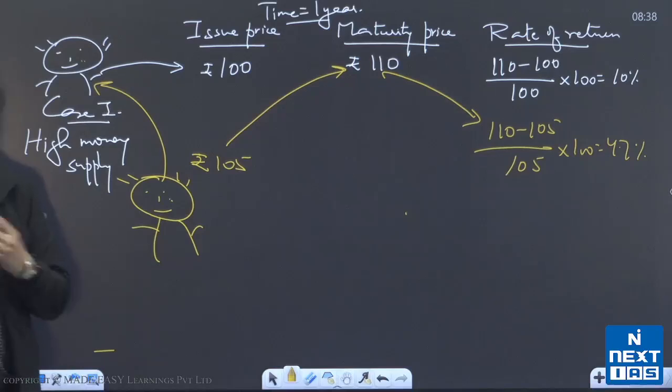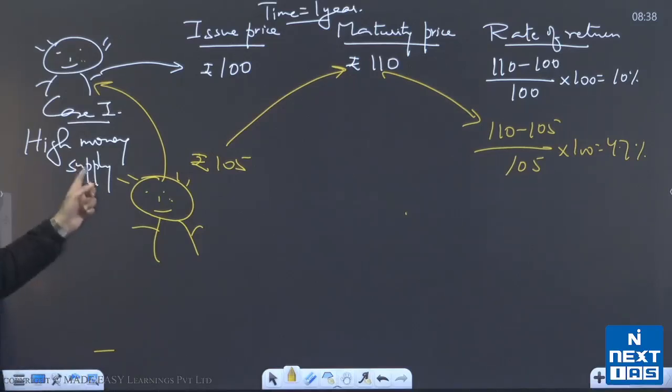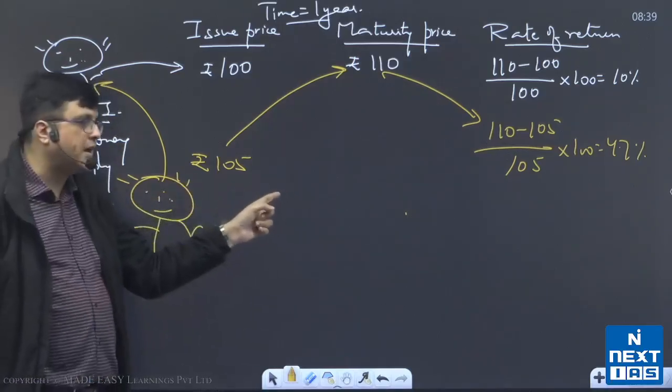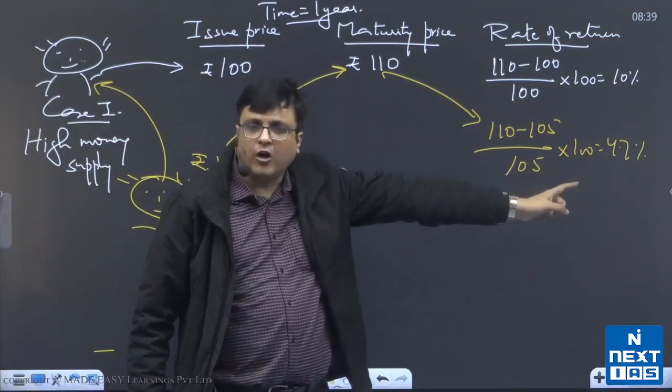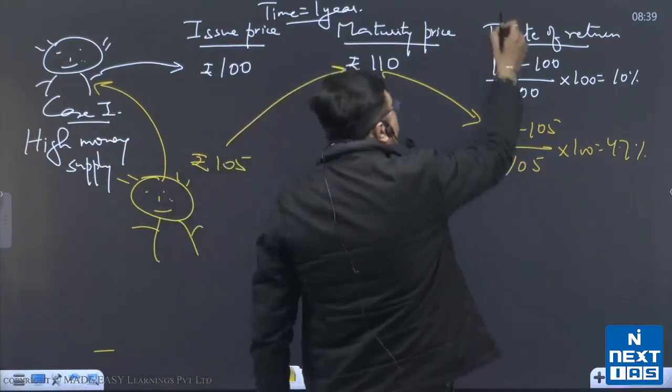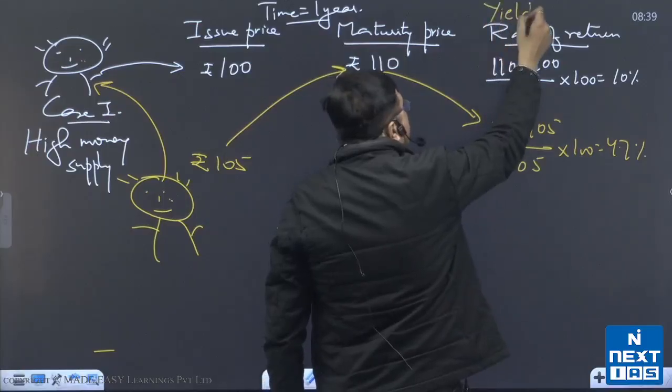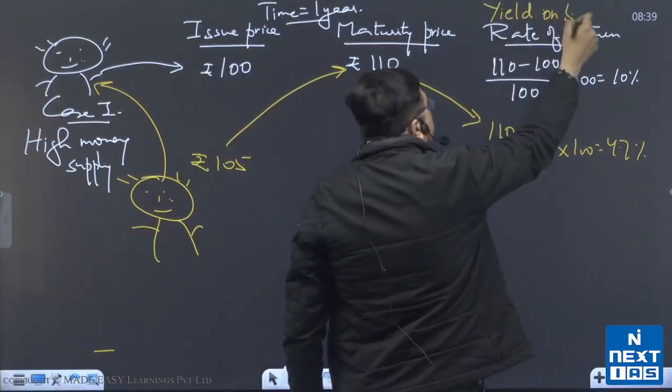Please understand the context. When I increase money supply, or if there is high money supply, if there is high liquidity, then people can demand more bonds, bond price can rise, and yield on bond or rate of return on bond can fall. This rate of return on bond is what you read in newspapers as yield on bond.